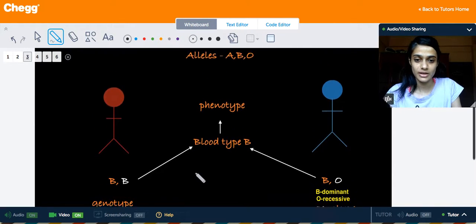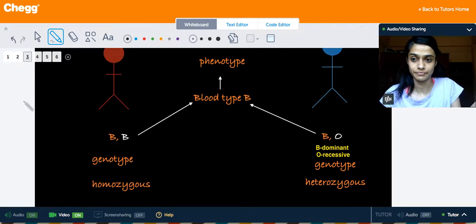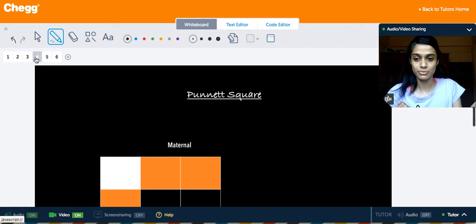One thing that you should notice here is that even though these two people have different genotypes, you can still have the same phenotype. Both these people have the same blood group, even though this guy is BB and this guy is BO. That's because of the dominant and recessive characteristics. Let's move on.